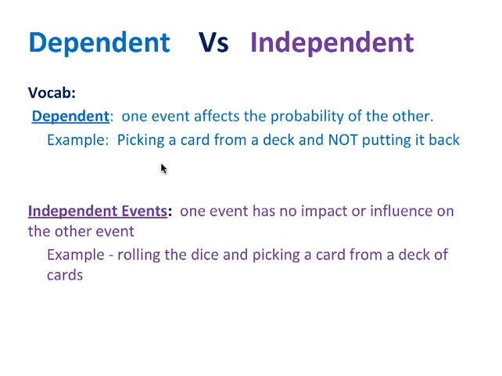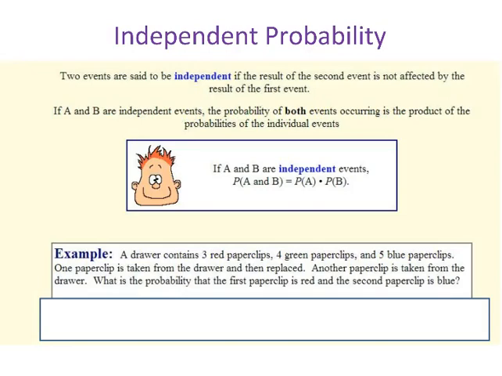So we're going to look at how we go about finding the probability of each of these types of events. So let's start with independent events, where one event does not affect the outcome of another event. We already talked about what independent events are. So how do we find the probability of independent events?